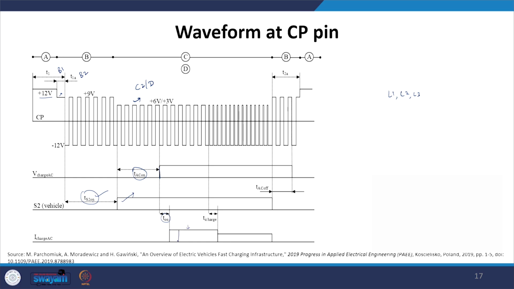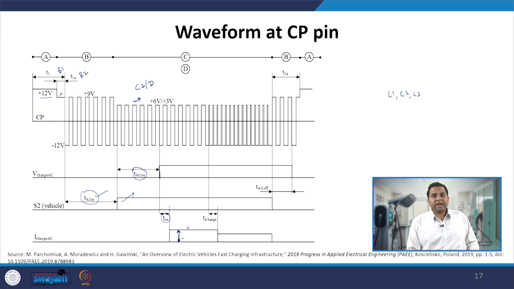Now at this point, the current demanded by the BMS must be less than the maximum value of the current which can be supported by the EVSE, and that EVSE will tell the EV by the duty ratio of its PWM.